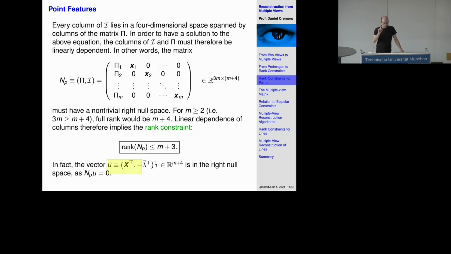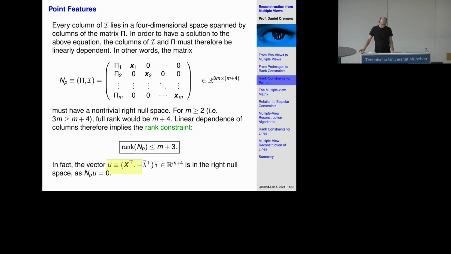If the rank is m plus 4, that means there is no solution, no vector that lives in the null space. If the rank is m plus 3, there is a unique solution. And if the rank is m plus 2 or less, then there are potentially multiple solutions. Then there is no unique reconstruction. And so just by computing this matrix and looking at its rank, we can basically define the number of solutions, from none to a unique one to infinitely many.